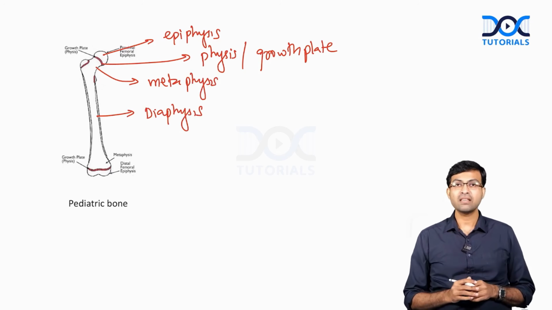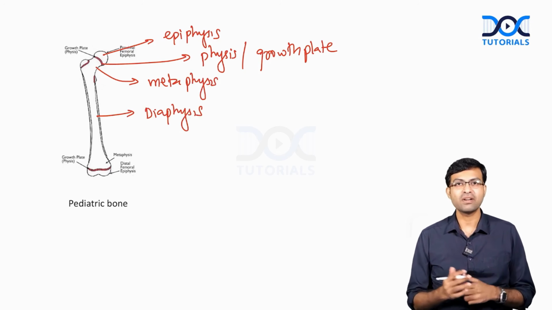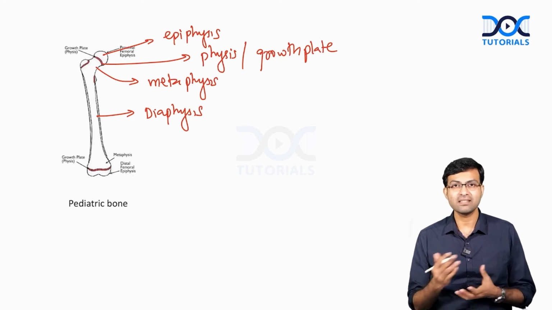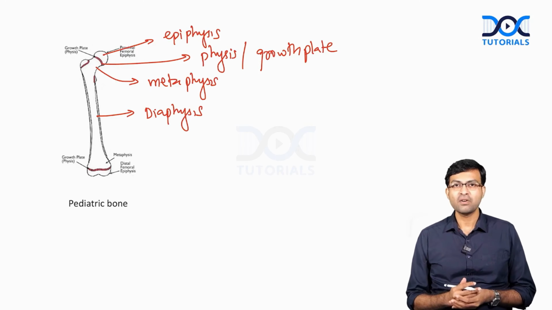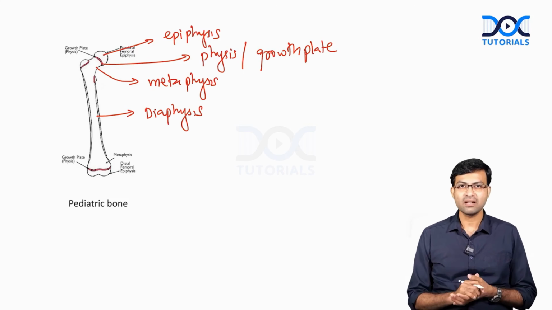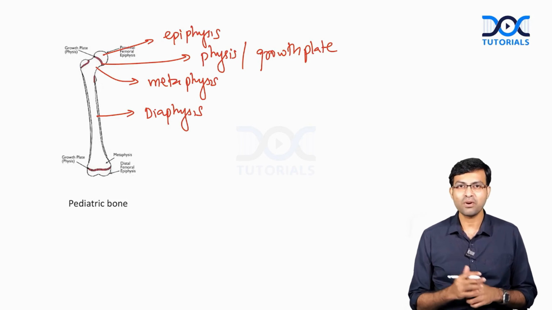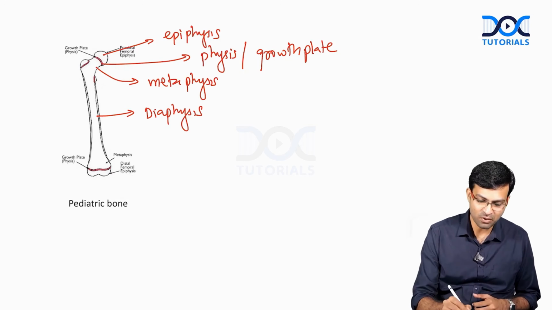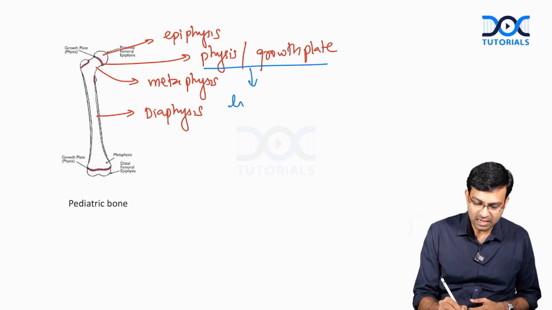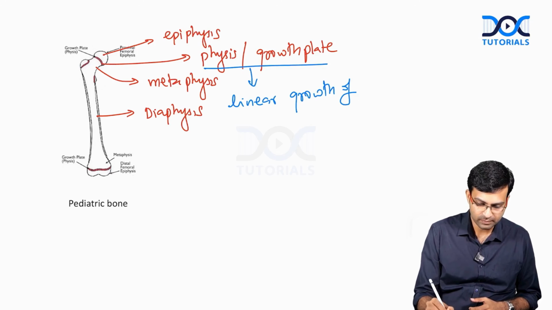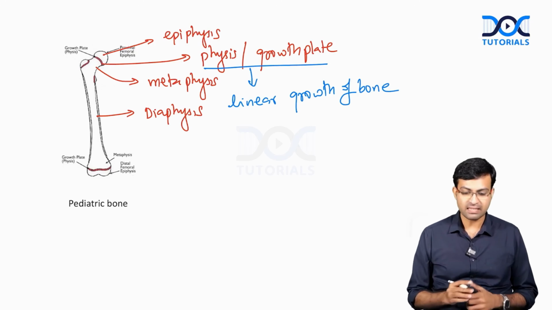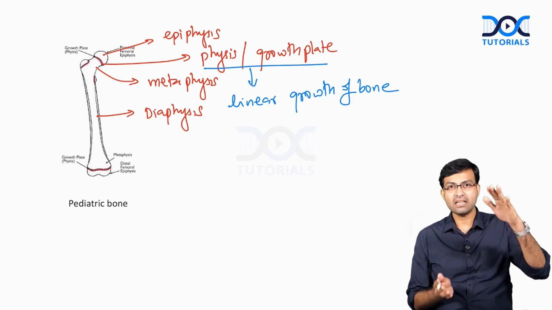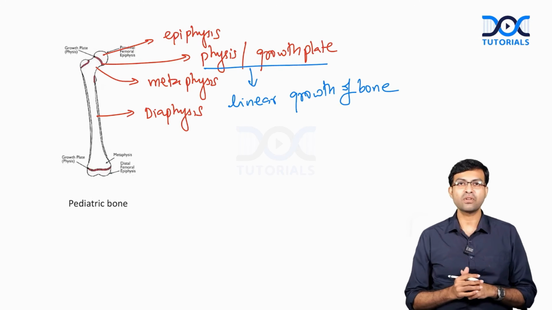Now the important thing is, why is physis so important? We have heard about physis injury, isn't it? Physis injury is very severe. We are all scared of it. Why? What is so important about physis? Yes, very good. The physis is important in the linear growth of bone. Okay. The physis is responsible for the linear means lengthwise growth of bone.